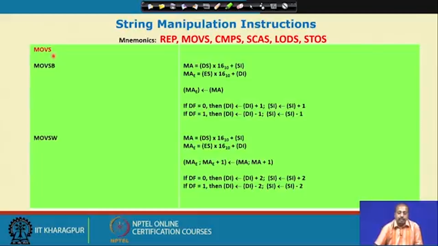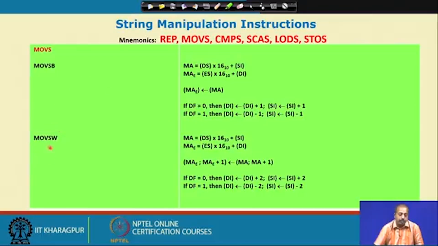So, the MOVS instruction, we have got two variants, MOVSB and MOVSW. For the MOVSB instruction, the memory address is computed as DS times 16 plus SI for the source part. For the destination part, it is MAE, which is ES times 16 plus DI. Then the content of memory location MA is transferred to the memory location MAE. Now, if DF equal to 0, then after this transfer the DI value is incremented by 1 and SI value is incremented by 1, and if DF is equal to 1, then the DI and SI values are decremented.